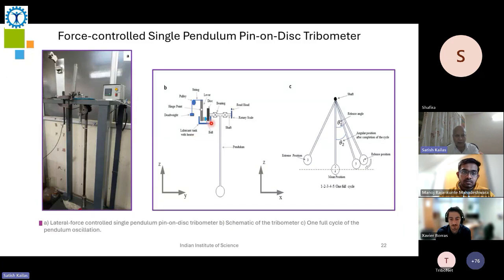We have come to a newer machine later on, where instead of using a bearing over here, we have a pendulum that is hanging between two bearings, and this pendulum has a disc attached to it. This disc can be immersed in a lubricant, and you have a tribo contact which is immersed in this. So when I take this pendulum to a certain angle and I leave it, it will go from position 1 to position 2 to position 3, then come back to position 4 and position 5. This difference in the angle gives you the energy dissipated in one cycle.